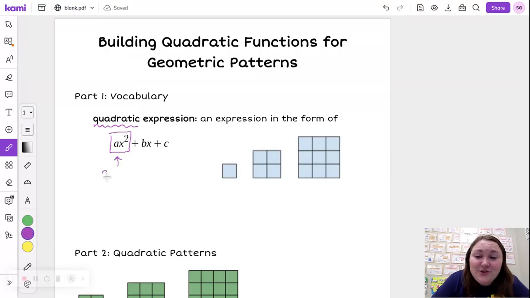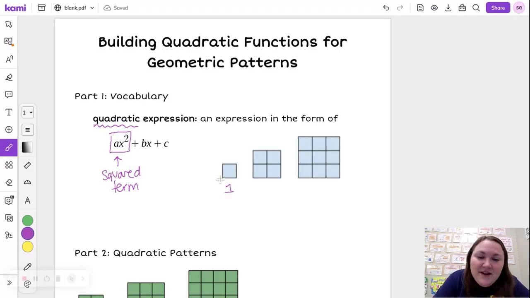In a quadratic, you will always have a squared term. We've learned maybe the variables are different. Maybe instead of x squared, you see a squared, n squared. Maybe there's a number in front of it, like 2a squared, but you're always going to have that squared term. And that squared term matches up in patterns with something that looks like this.